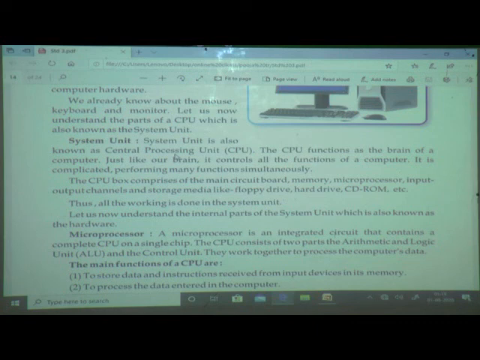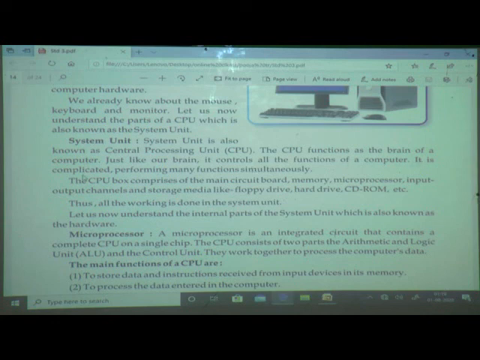And where can we see the output? Yes, on the monitor. This is called the output device. The CPU functions as the brain of the computer. CPU is also called the brain of the computer. Why is it called the brain of the computer? Because whatever we are doing or working on the computer is stored in the CPU. Just like our brain, CPU works like our brain. It controls all the functions of the computer.